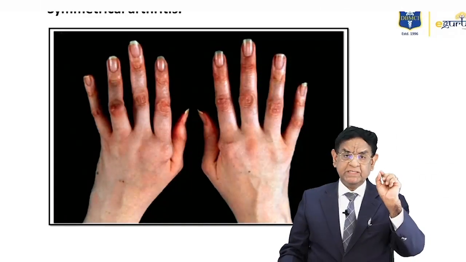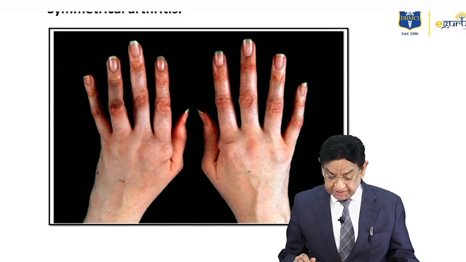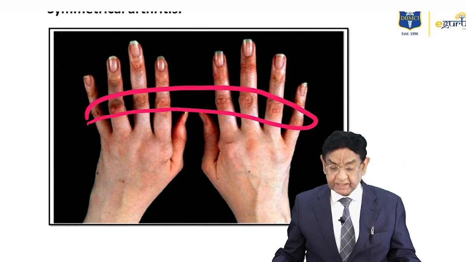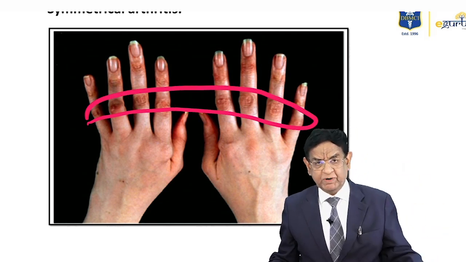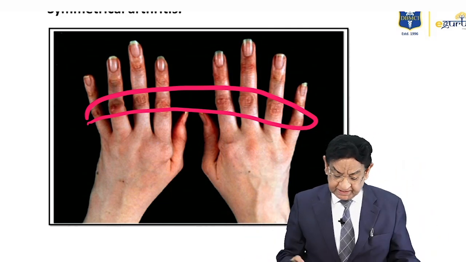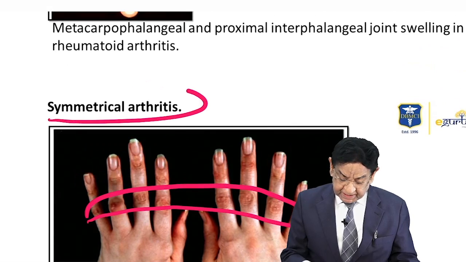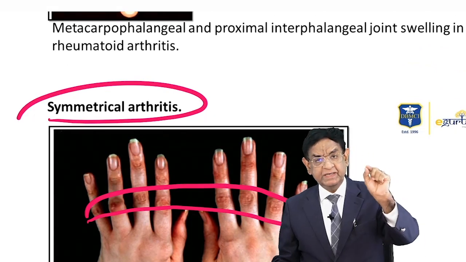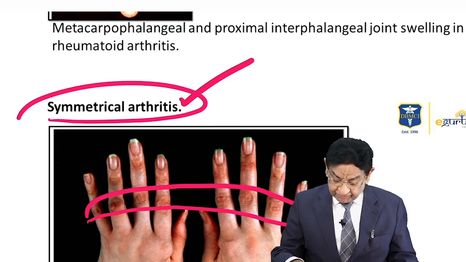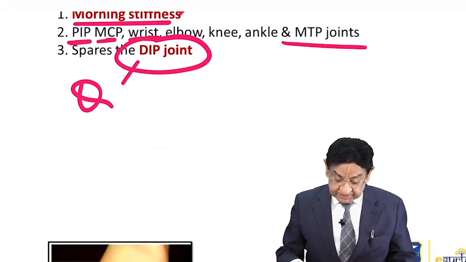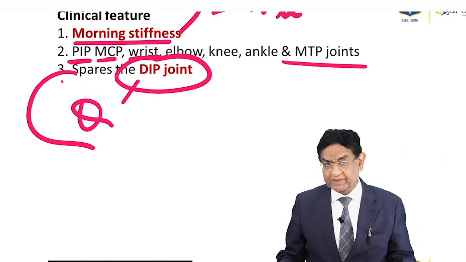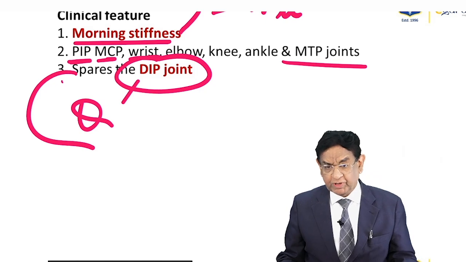And one more classical feature that we get in RA is symmetrical arthritis. You can see these are involved. It's both sides. A young lady about 30-35 years comes, she has a symmetrical arthritis. It is a very, very important catch point by which you can really think that you are dealing with rheumatoid arthritis. So this is a very important point, and by this you can clinch the diagnosis that I am dealing with a case of rheumatoid arthritis.